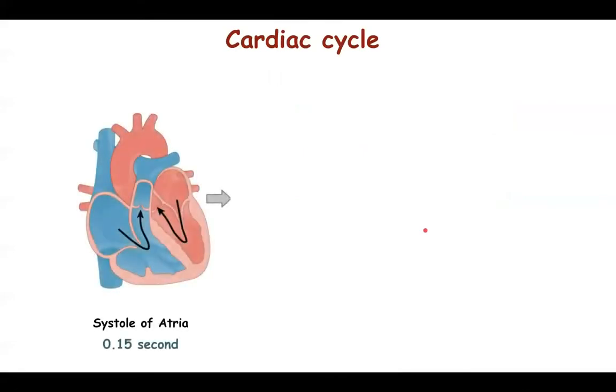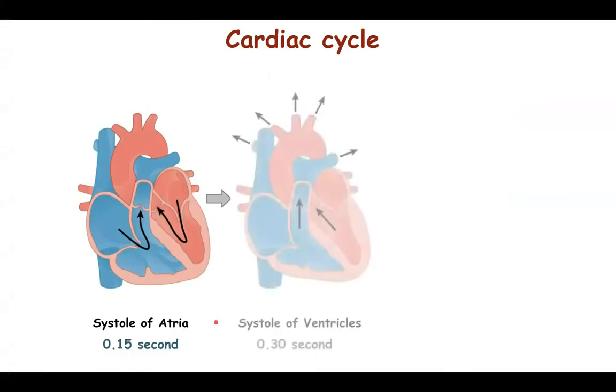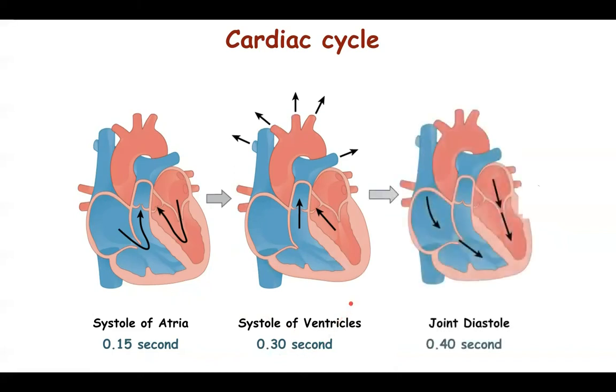Now, there is a term called the cardiac cycle, which tells you that the heart cycle of these sounds is produced in a cyclic manner. So the systole of atria or the systole of auricles takes place first. This lasts for a duration of 0.15 second. So for 0.15 second, the atria will contract. After the atria have contracted, the ventricles will contract for a duration of 0.30 second. And after both of these have contracted, there will be a joint relaxation phase for both the atria and the ventricle. That will last for a duration of 0.40 second.